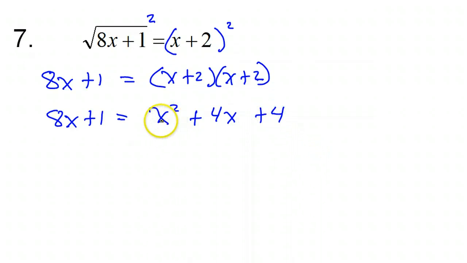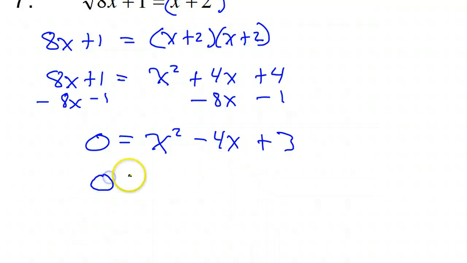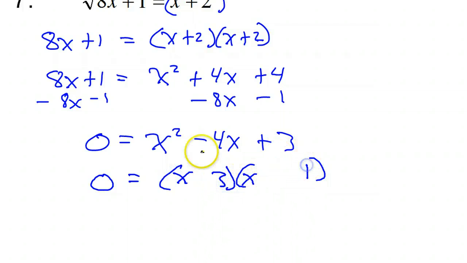Now, I see x's and x squared, so I need to get 0 on one side. So I will subtract 8x from both sides, and I will subtract 1 from both sides. That'll give me 0 equals x squared minus 4x plus 3. Now, this is probably factorable, so let's go for that. So x squared, that'll be x times x. 3, I'm thinking 3 times 1, negative 4, so negative and negative, and that makes positive 3. So there we factored it.